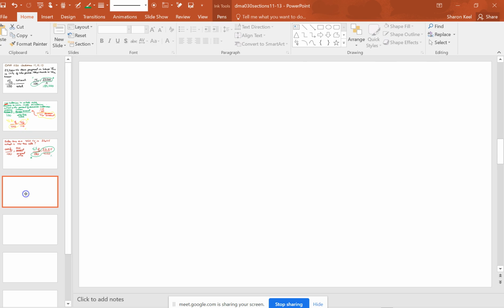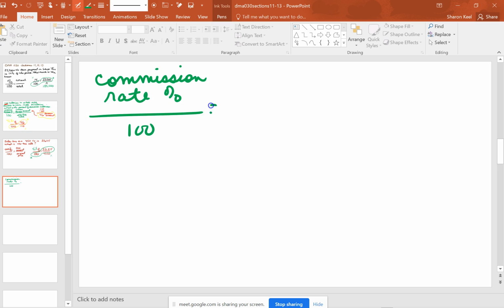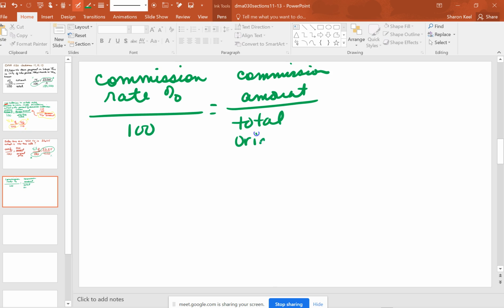If you were doing a commission problem, same concept. The commission rate, which is the percent over 100, the commission amount is in the numerator because it's equivalent to the percent. And then on the bottom would be the total or the original price value of what we're looking at.